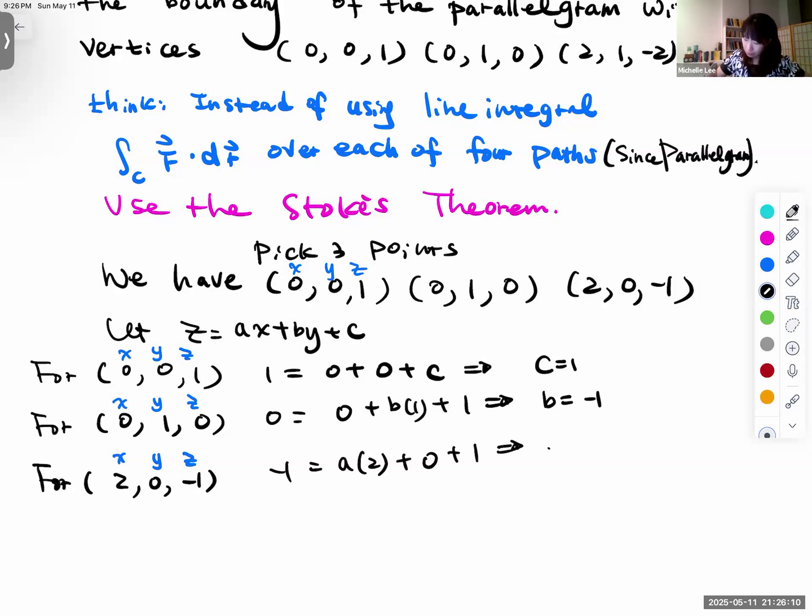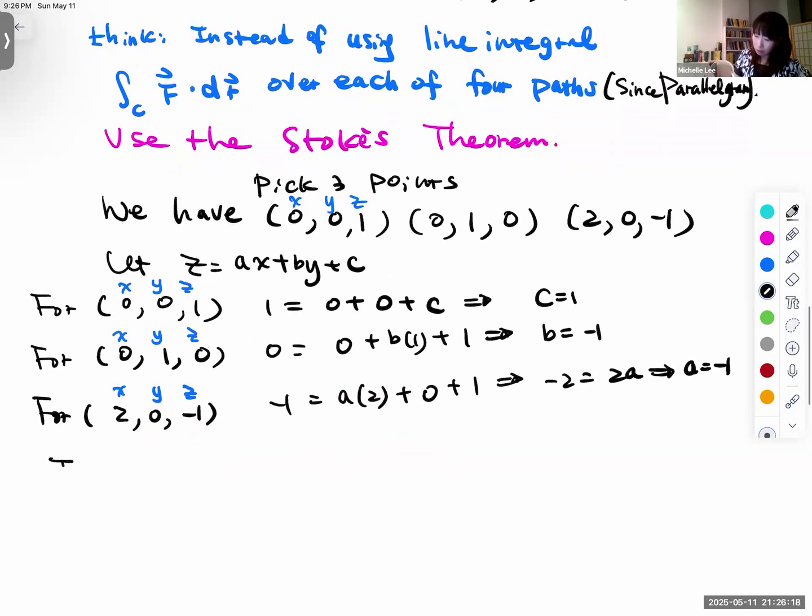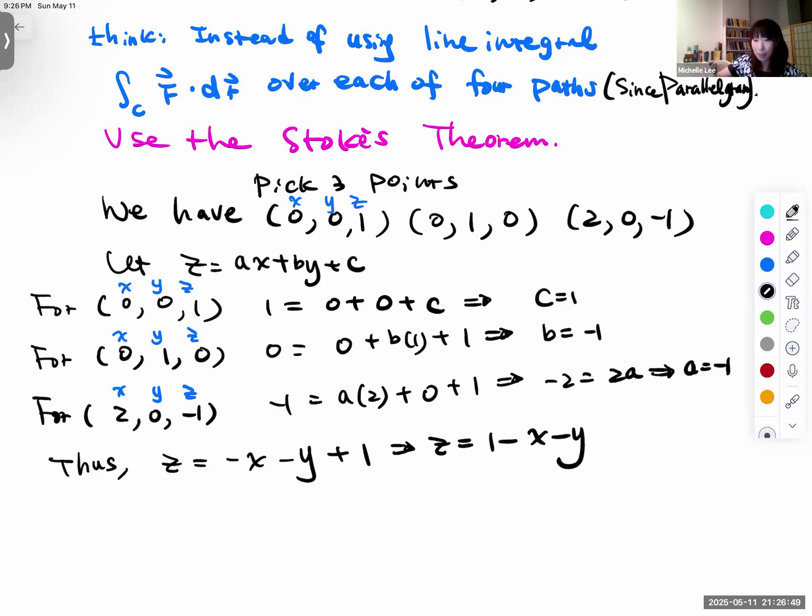So we have negative 2 equals 2a. So we have a equal to negative 1, right? All right. Then we have the equation z equals negative x, minus y, plus 1. The constant term is c, right? Then we can rewrite this as z equals 1 minus x minus y, right?